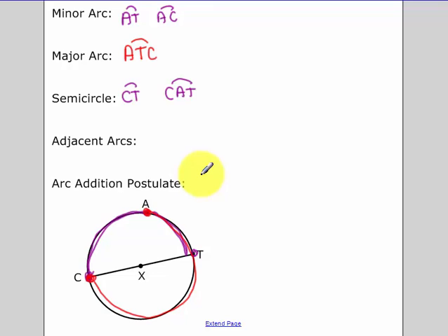Adjacent arcs, just like adjacent angles or segments, are two arcs that are right next to each other. So AT and TC would be considered adjacent arcs. TA and AC would be considered adjacent arcs. Now the arc addition postulate is just like the angle addition postulate or the segment addition postulate: arc CA plus arc AT is going to equal arc CAT.